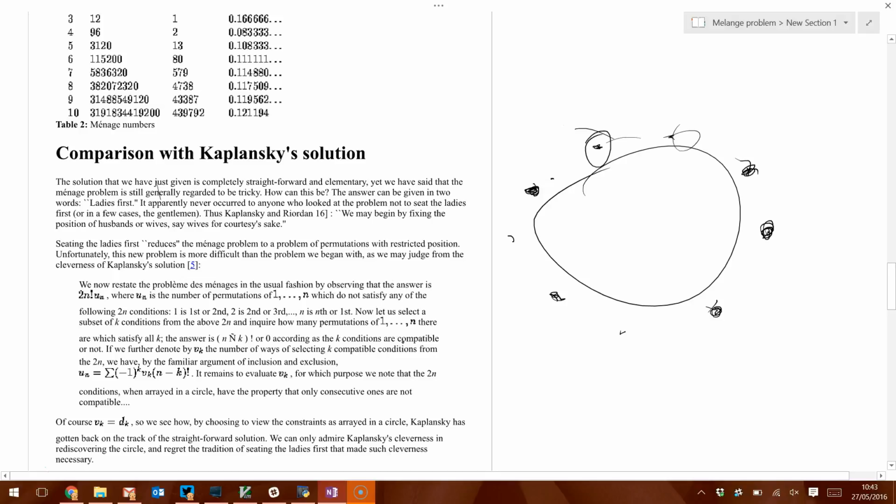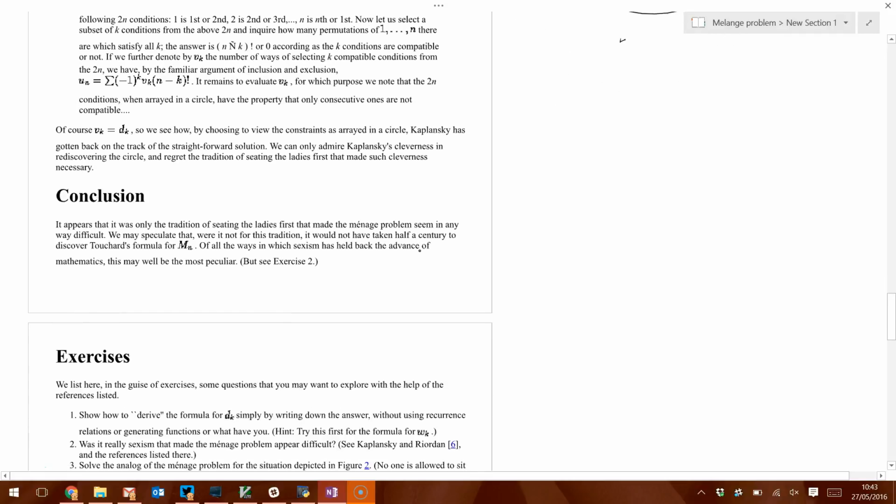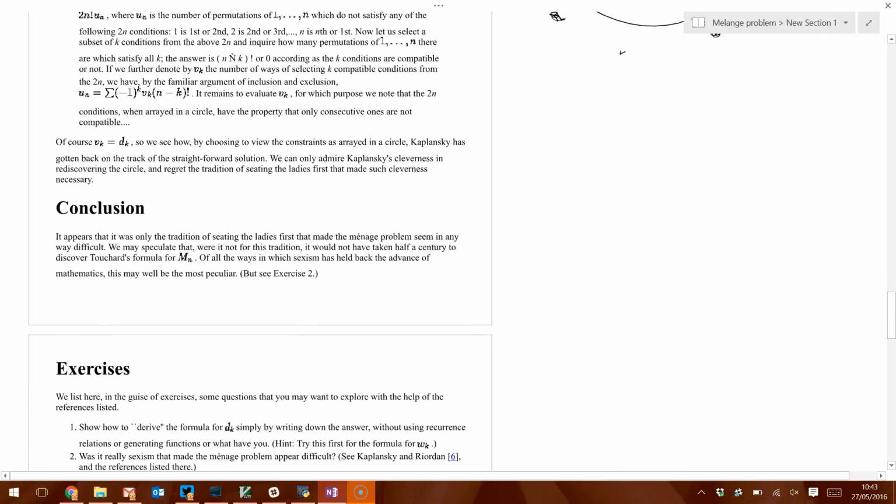So that's that. What he says, let's highlight that phrase: it appears it was only the tradition of seating the ladies first that made the ménage problem seem in any way difficult. We can dispute about whether it was in fact difficult even with this solution. I've glossed over a lot of stuff that was a bit tricky. But difficult here means difficult to someone who's good at combinatorics, I think.